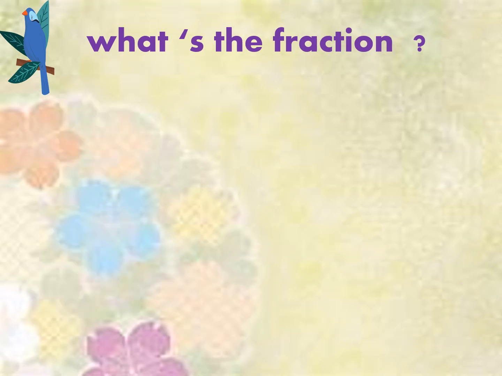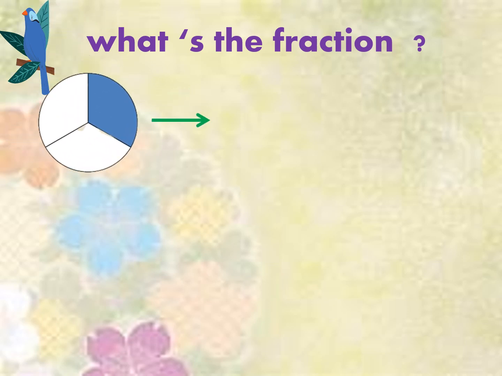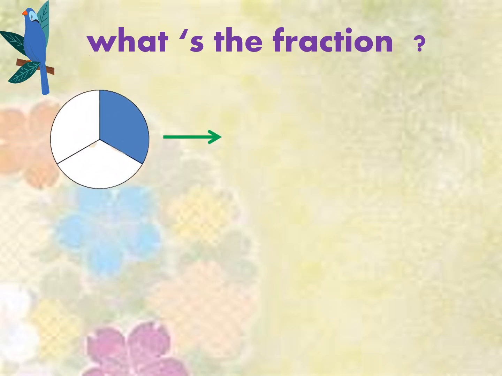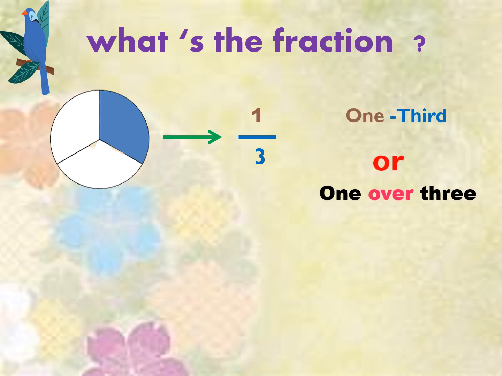What is the fraction? It is the number of the colored part over the total parts, colored and not colored. Here I have a circle divided into 3, right? I have 1 part colored, and how many total parts? 1, 2, 3. So I will write 1 over 3, 1, then a dash, then 3. And this is called the fraction 1/3 or 1 over 3.